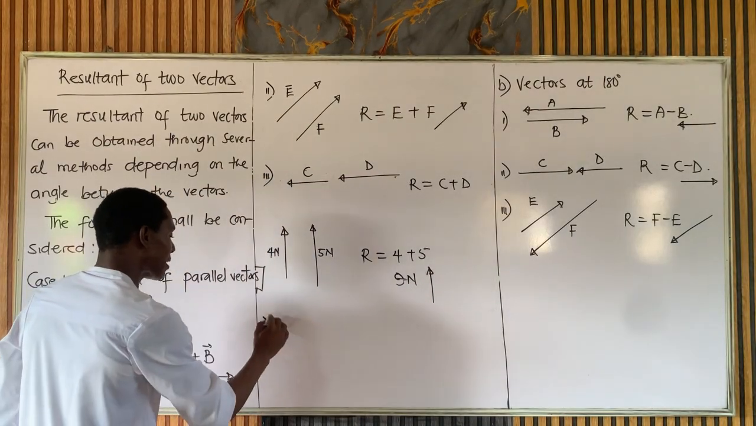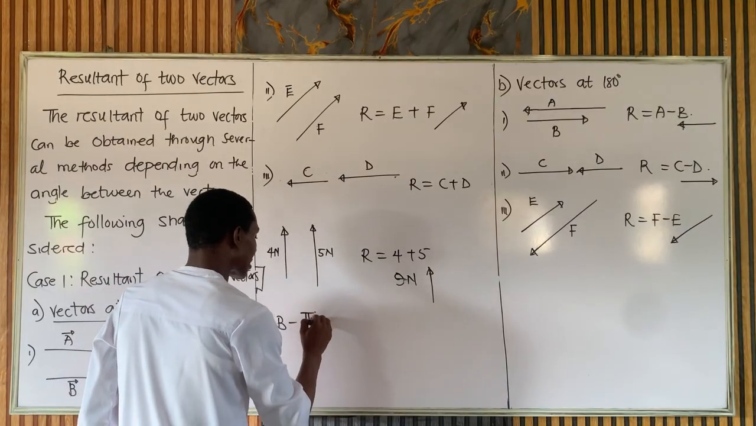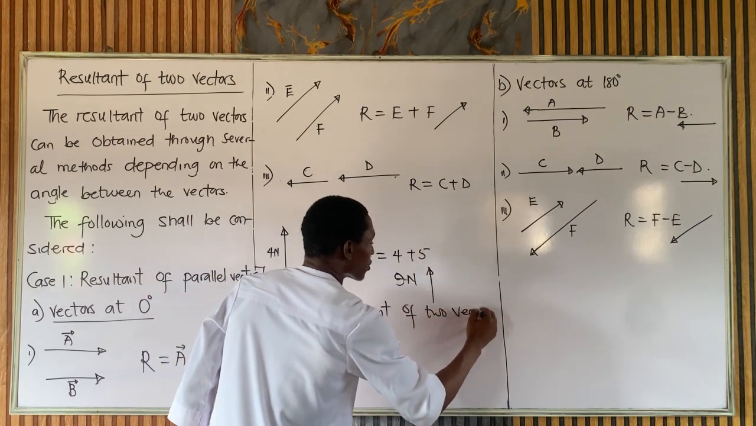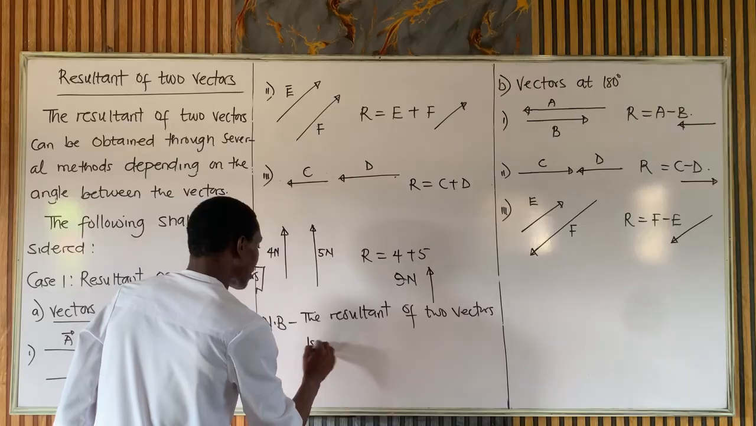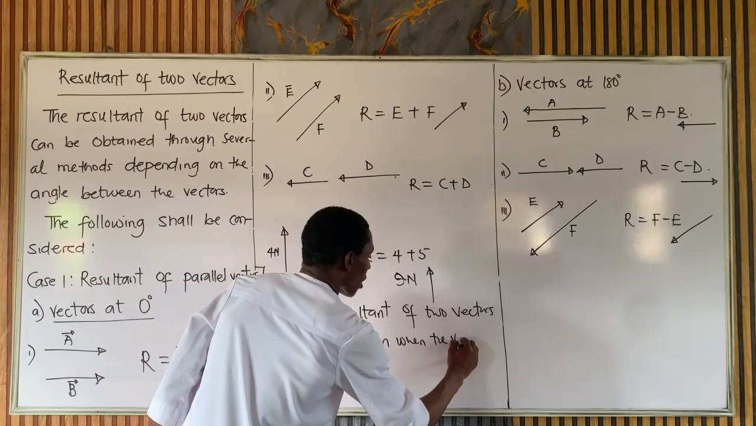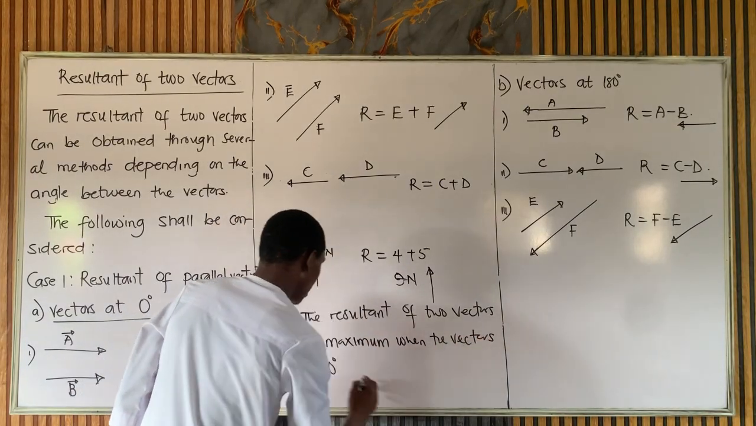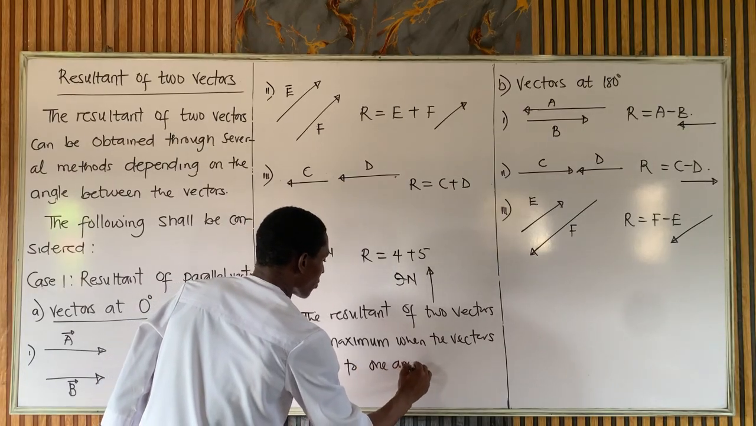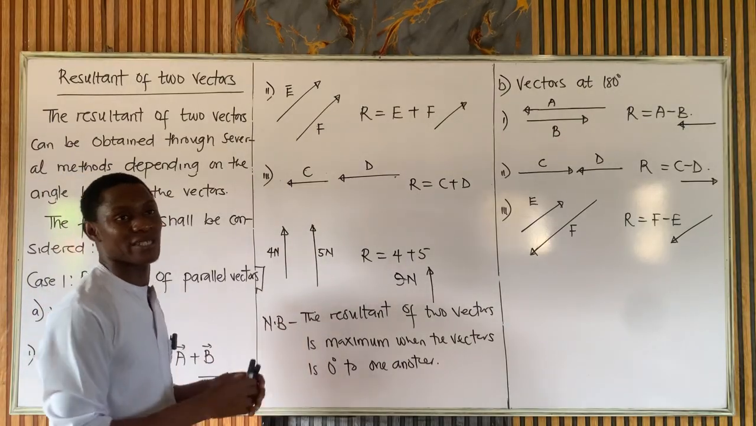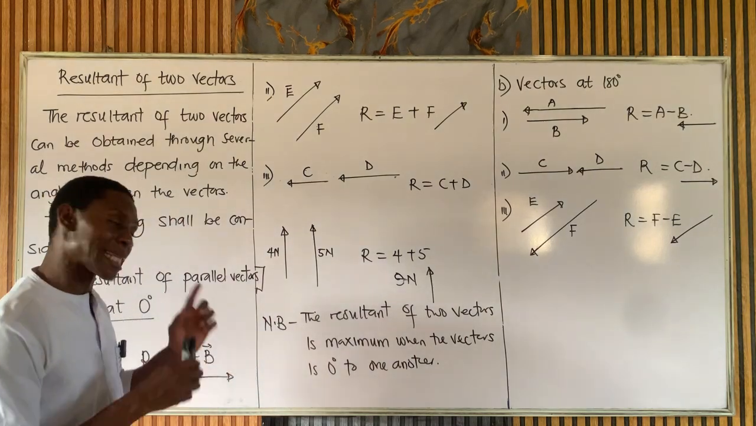One thing to note about this is that the resultant of two vectors is maximum when the vectors are 0 degrees to one another. So when vectors make 0 degrees to one another, they have the highest resultant. No other angle will give you a maximum resultant greater than 0 degrees.